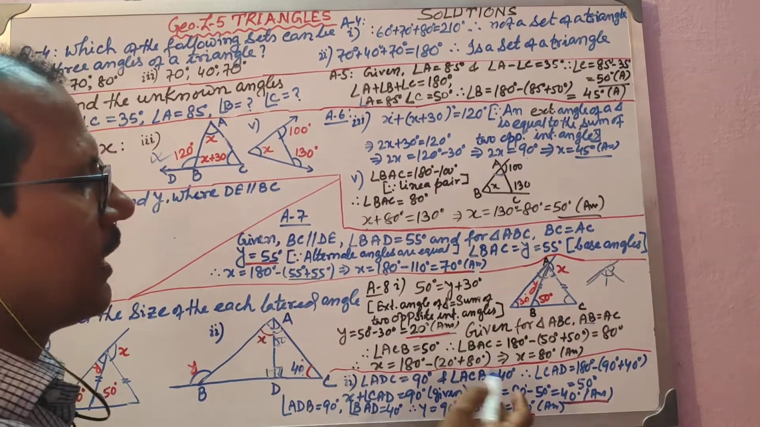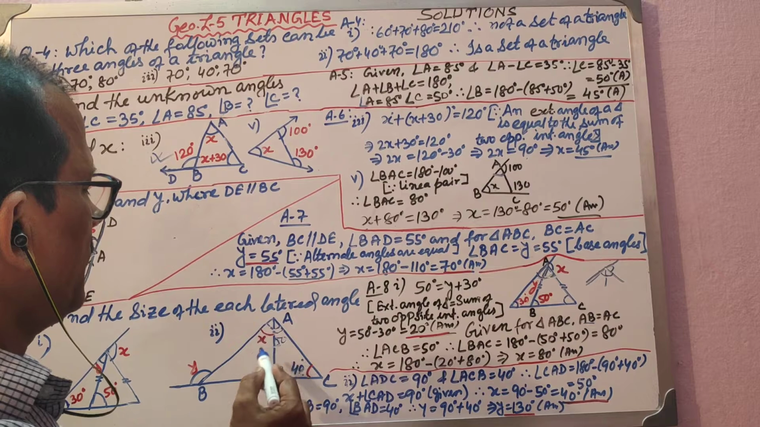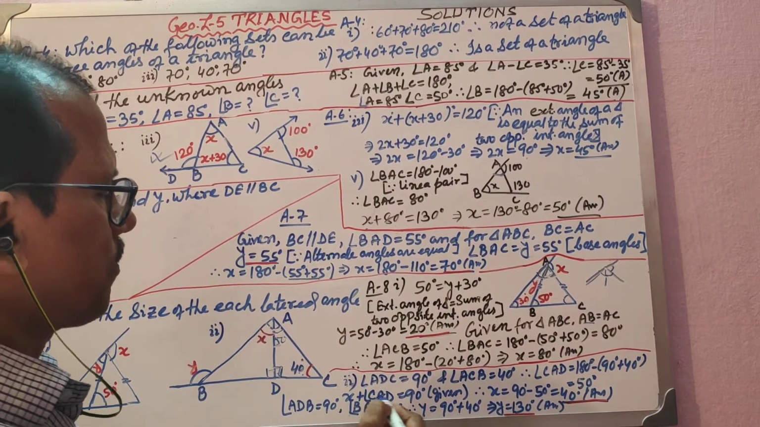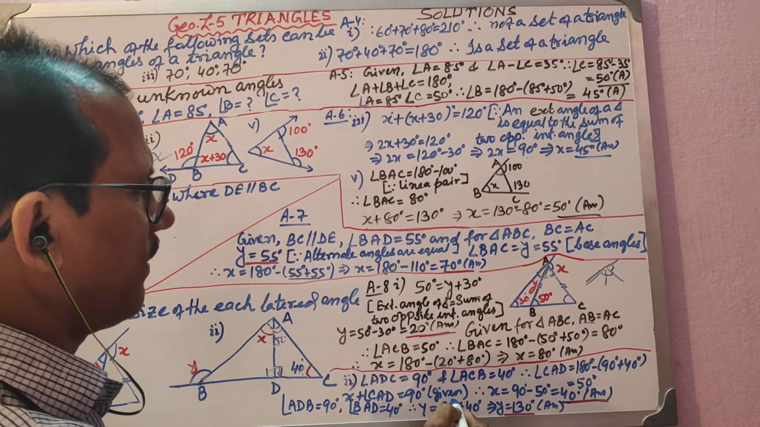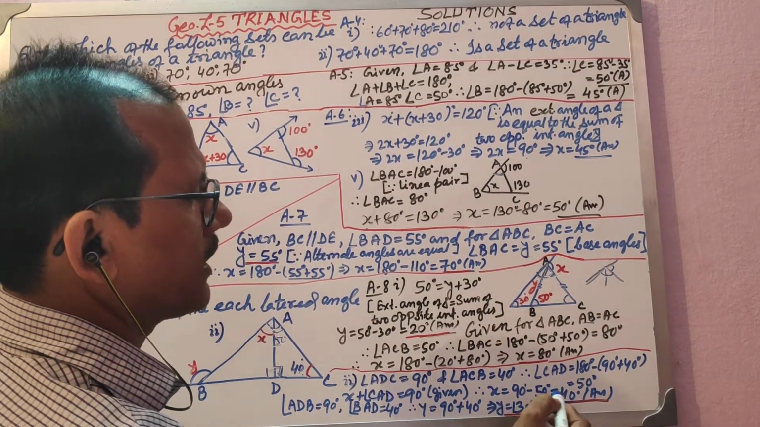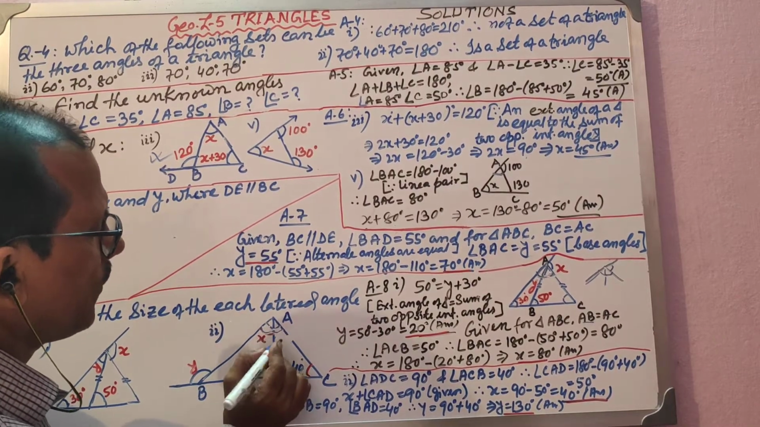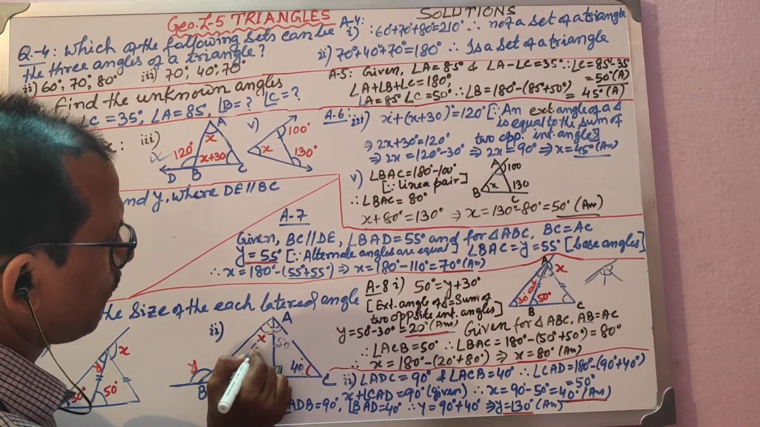Here you got 50 degree now. The total is 90 degrees. Therefore x will become what? x plus CAB is equal to 90 degree, given to you. So x will be 90 minus 50, that is 40 degree. So the x value is 40 degree. This is 50 degree that came and this is 40 degree.